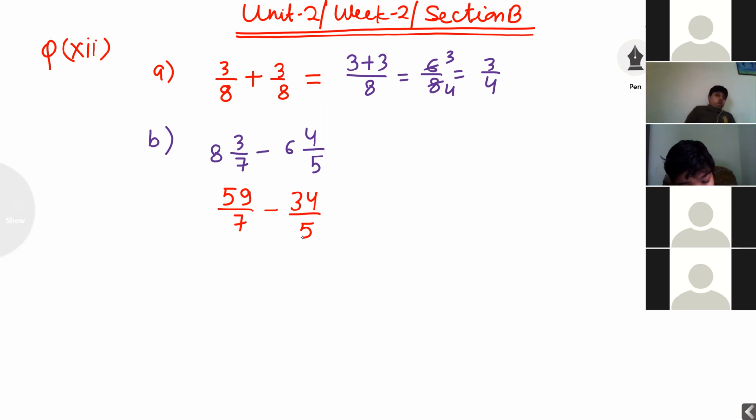Now there are two methods. The first method is the cross multiplication method. The second method is the LCM method. Now I want to apply the LCM concept here. LCM of 7 and 5, both are prime numbers.